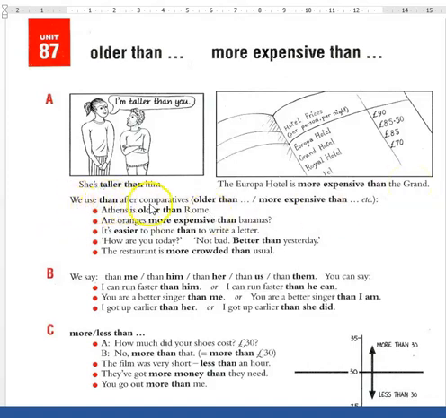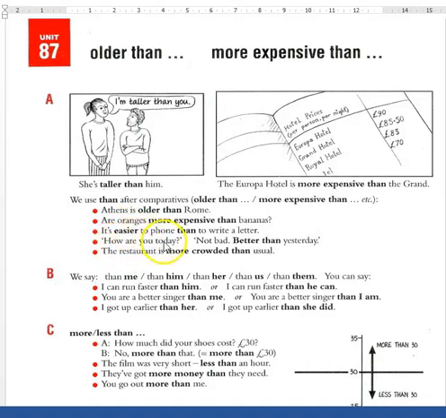We use than after comparatives, older than, more expensive than, etc. So Athens is older than Rome. Are oranges more expensive than bananas? It's easier to phone than to write a letter. Look at the spelling here. Easy. The Y has become IER. You remember we said that? Where adjectives end in Y, they change to the IER in the comparative.